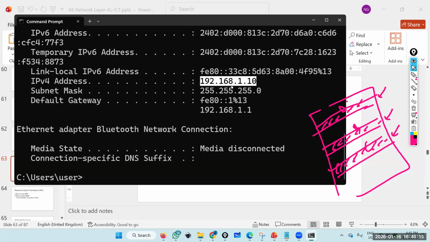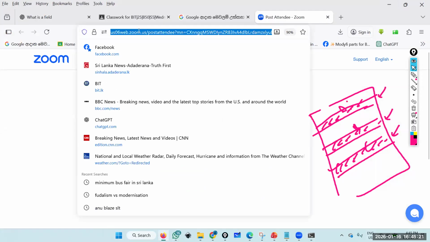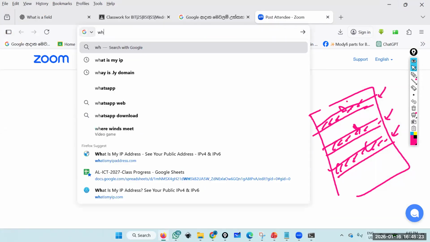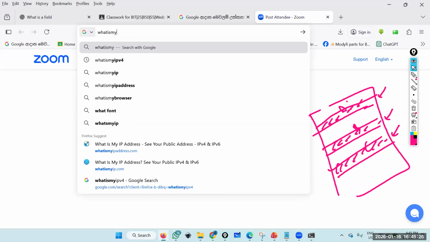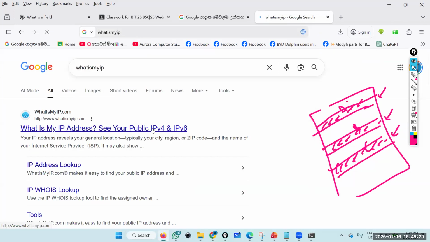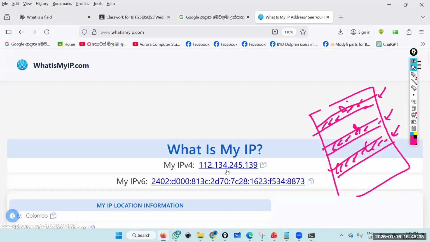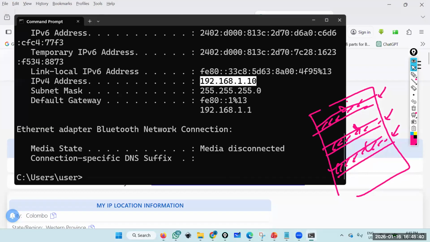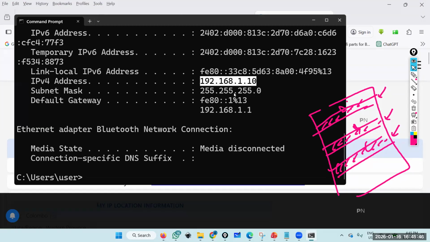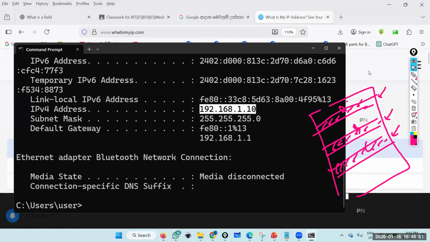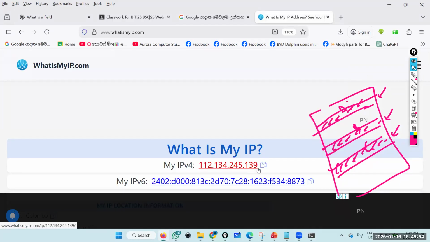But there can be thousands of others having this local IP address in so many other local networks. Now, if I want to check my public IP address, I told you, you can just type "what is my IP" and go to a particular website. You can see 112.134.255.139. So that is my public IP address. This is my private IP address that is used only inside my local area network, the 192.168 address. But this is my public IP address.